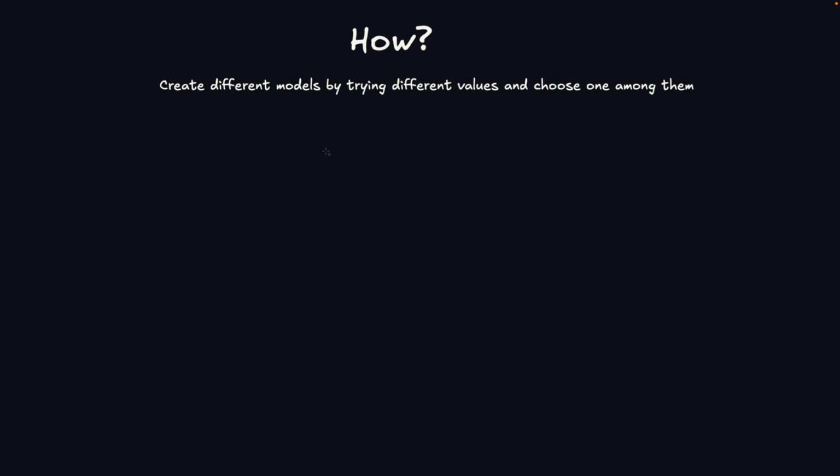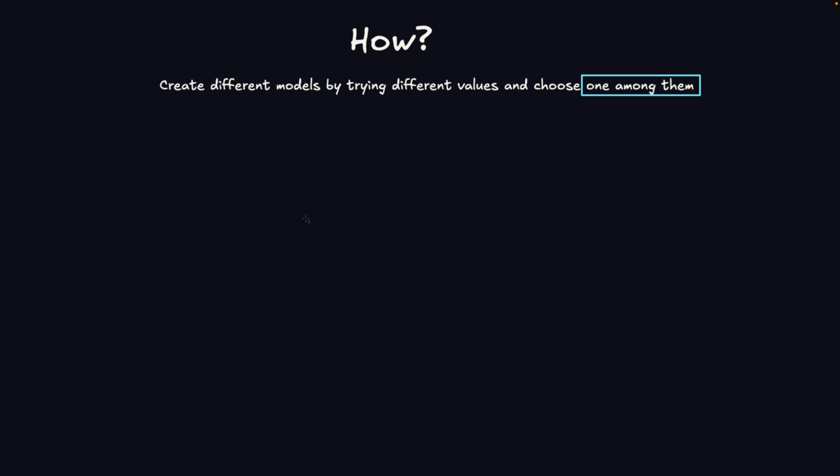Now how do we do it? Okay, so now we know that we need to pick the right hyperparameter in order to get the best result or best model. But how do we do it? Normally the way we do that is, we'll choose some set of values and we try creating different models using those values, and then we'll pick the one best performing model among them.